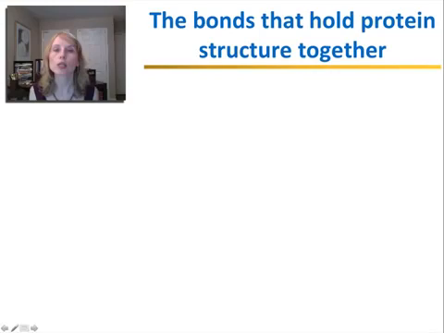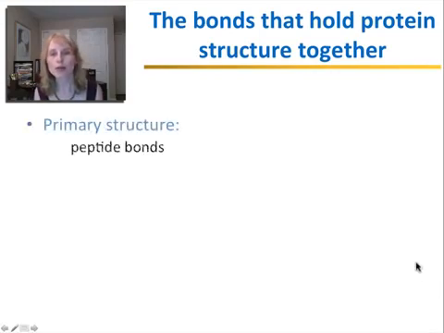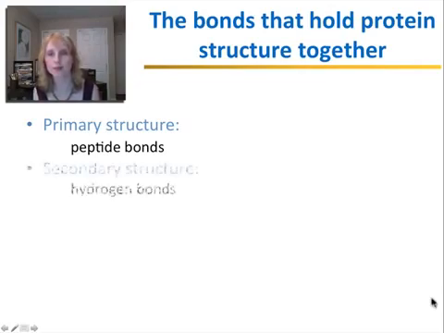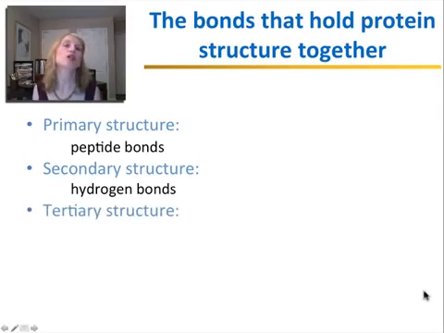Now, what holds all of these different protein structures together? So the primary structure is held together with the peptide bond. This is a type of covalent bond that links the amino acids together. The secondary structures, the alpha helices and the beta pleated sheets, are held together through hydrogen bonding. And then the tertiary structures are held together through many interactions.